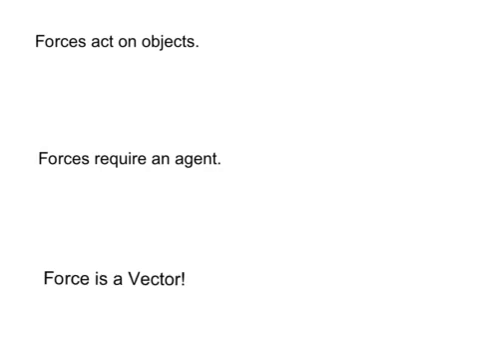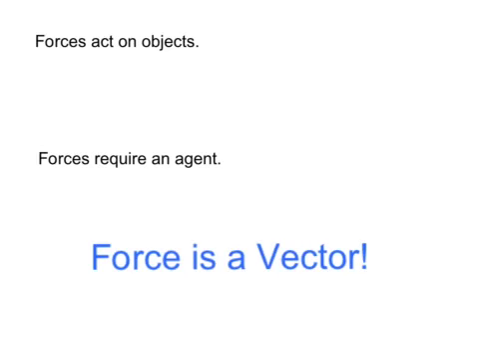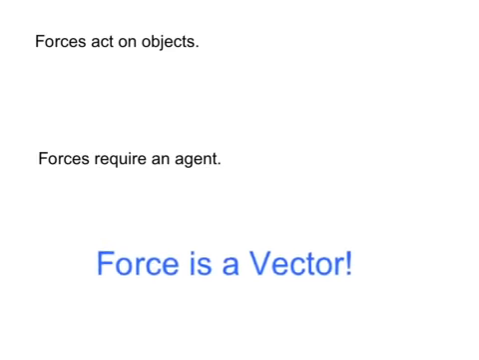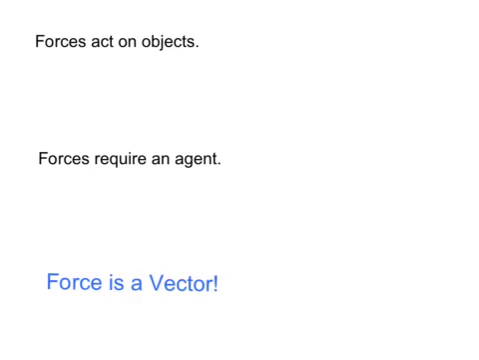So there are three really important truths about forces that we need to understand. First, forces act on objects. Second, forces require an agent, something that exerts the force onto the object. And third, force is a vector. A vector, again, is something that has a magnitude, a size, and a direction. So it's very important that we understand force is a vector. We're going to be able to add it vectorially, like we've done in Unit 1.